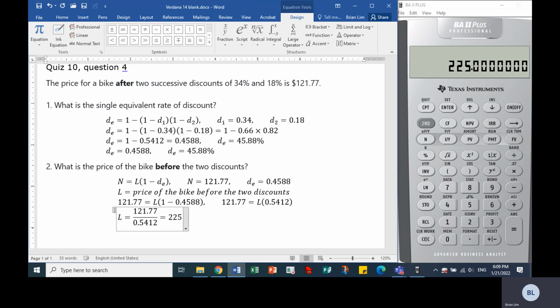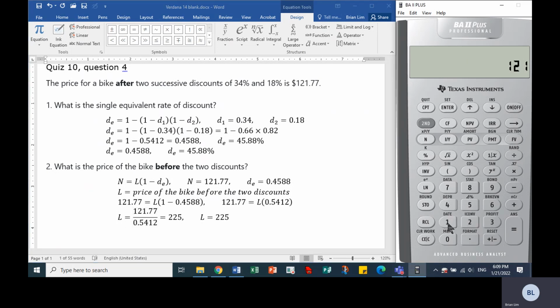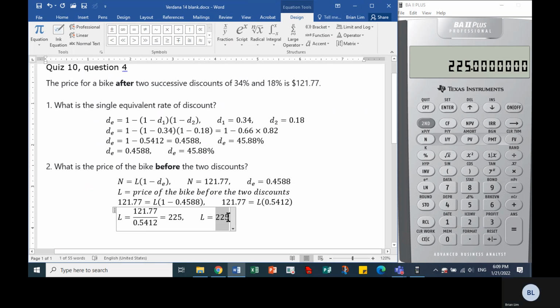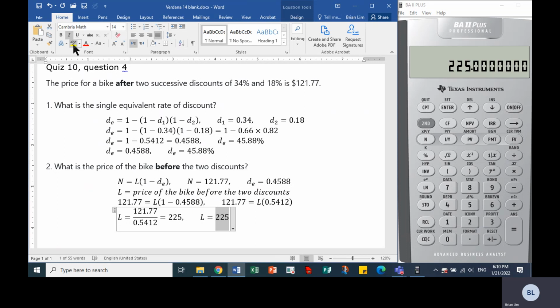Now, if that was not very clear to you, we'll go back and actually do this division here: 121.77 divided by 0.5412, and that gives us the 225. So that's the price of the bike before the discount. It was $225.